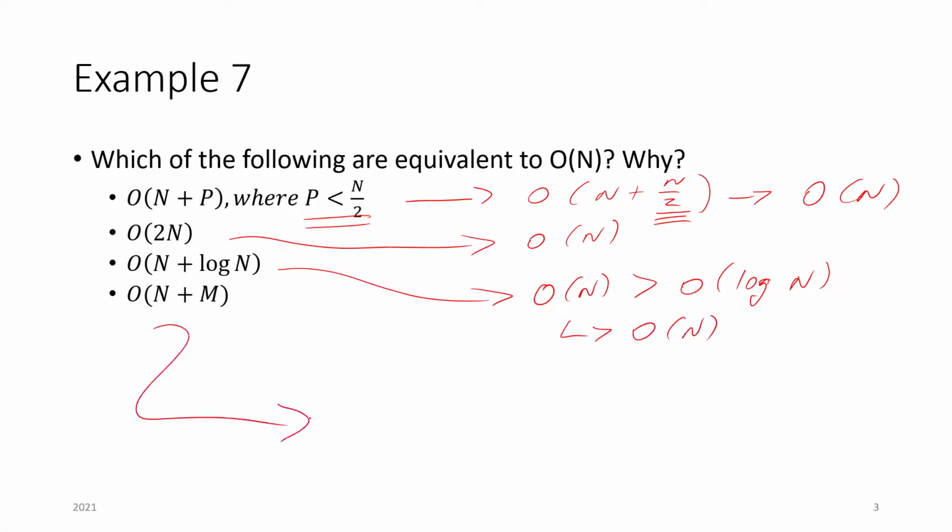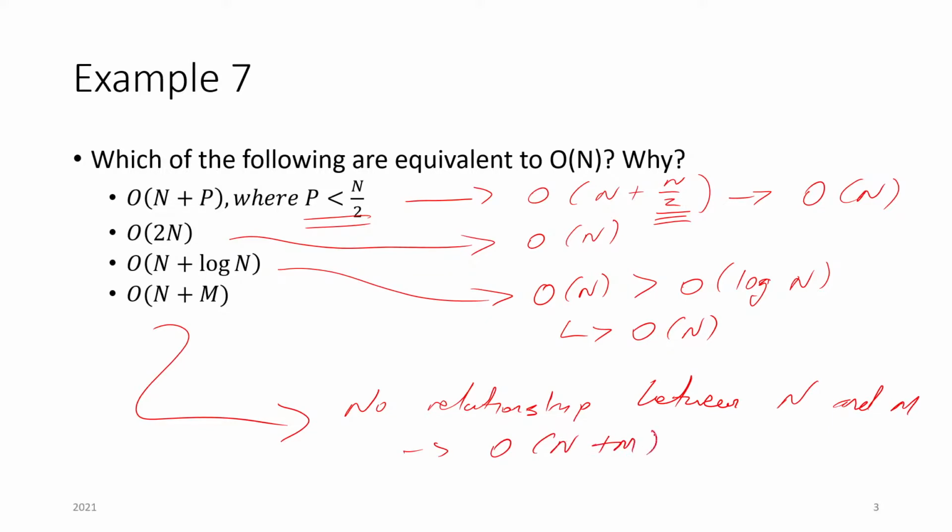But this final one here, which is O of n plus m, there's no established relationship between n and m. So no relationship between n and m. So this just remains O of n plus m.